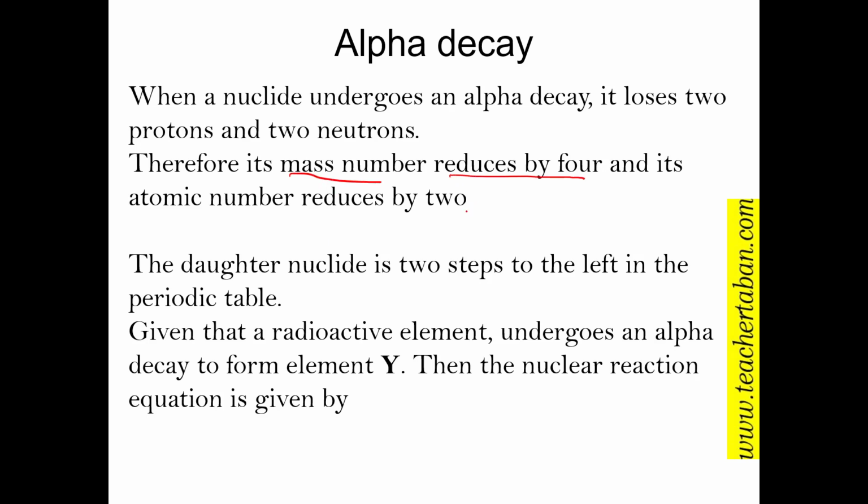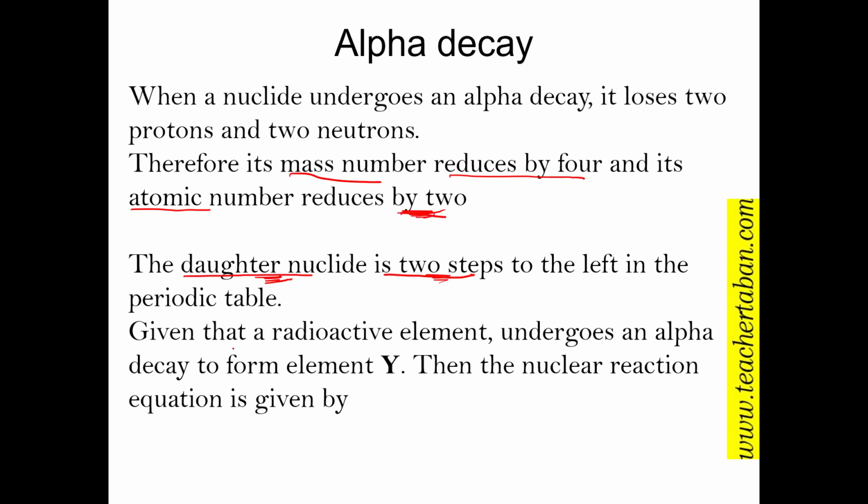We're going to see this, and its atomic number reduces by 2. Now, from the periodic table, you know that the position of an element in the periodic table is determined by the number of protons. So if the atomic number reduces by 2, it means that the daughter nuclide, the one which is formed after the decay process, will always be 2 steps before, or 2 steps to the left, in the periodic table, because the parent nuclide has lost 2 protons.